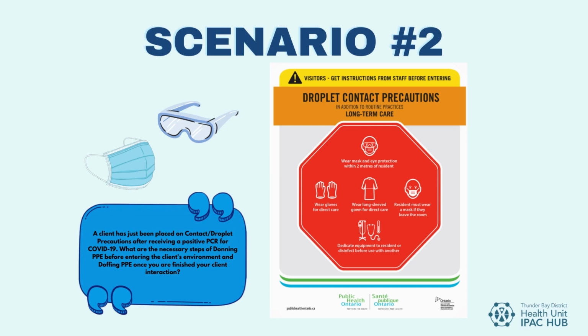Doffing your contact droplet PPE begins with removing your gloves, then gown. You will then do hand hygiene. This step is important before you remove the PPE from your face. Next, you would remove your mask, then eye protection, and follow that up with another hand hygiene.